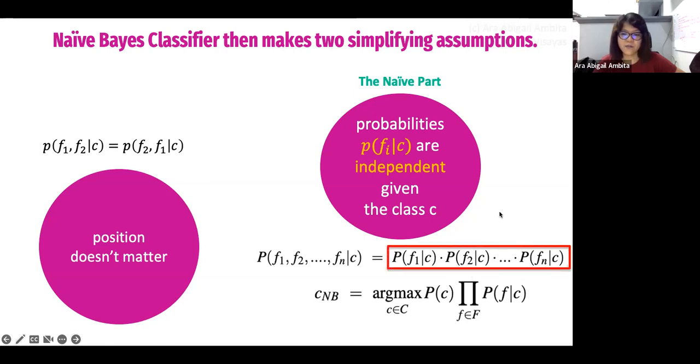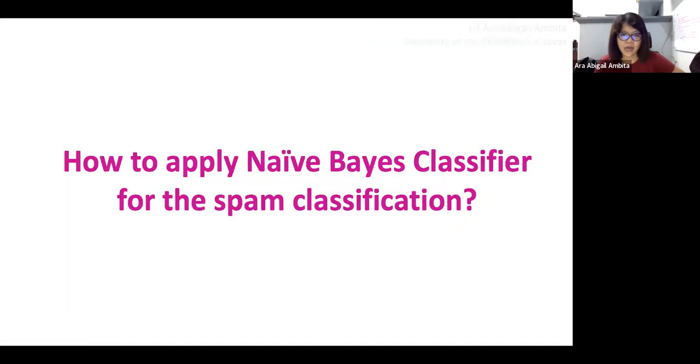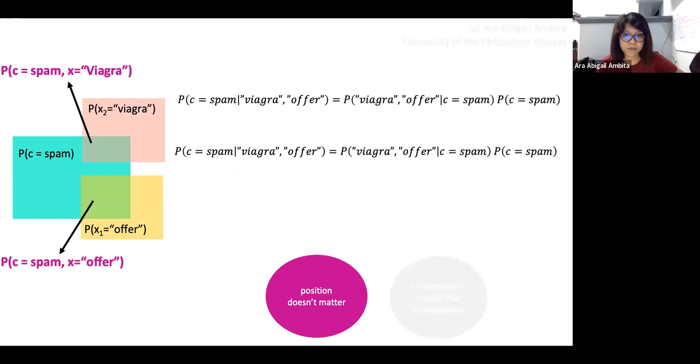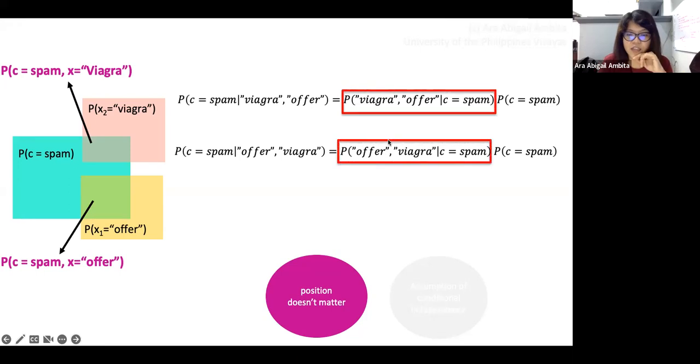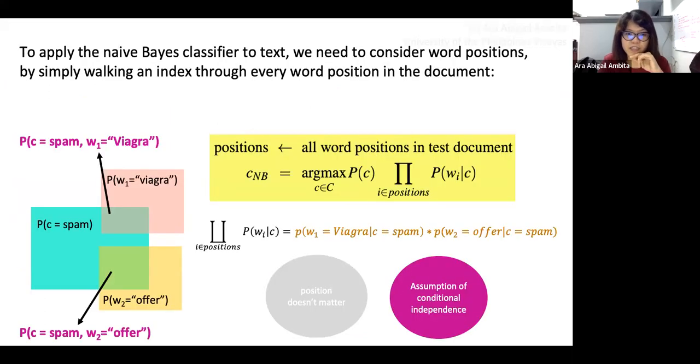Now, how can we apply the naive Bayes classifier for spam classification? To reiterate the assumptions of naive Bayes, first is the bag of words assumption wherein the position does not matter. These are similar: it doesn't matter if the word Viagra comes first and then followed by the word offer, or if offer comes first and then followed by the word Viagra. And also the assumption of conditional independence.